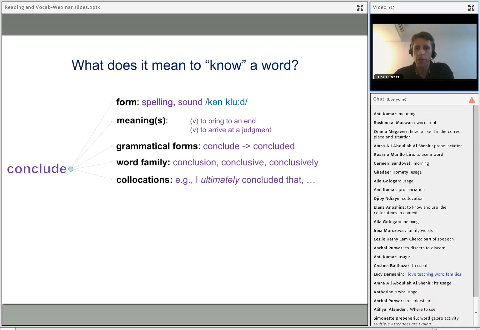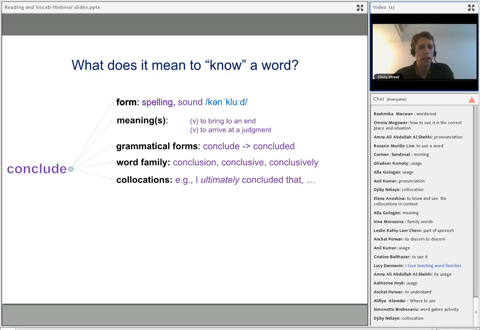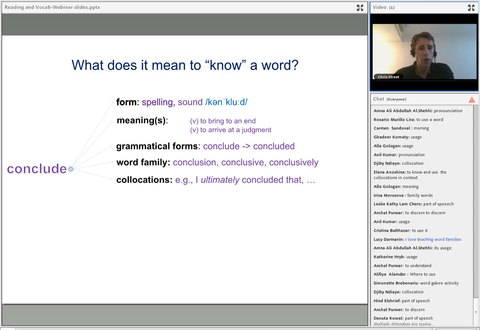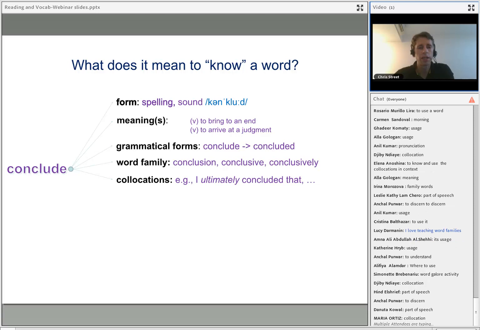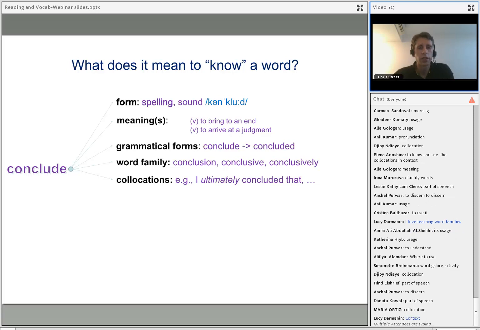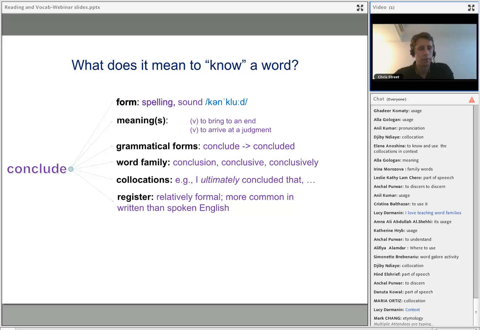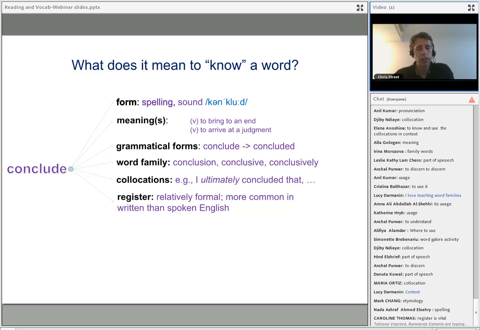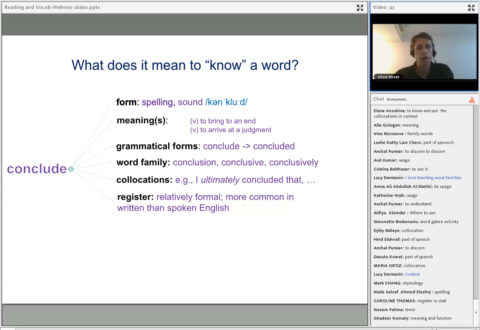Collocations, a few people have mentioned collocations. I can see that in the chat. Collocations, if you don't know, are words that naturally group together in English. So the adverb ultimately is one that collocates with the word conclude. Register is important. It's important to know whether a word is formal or informal so that you can use it in the right situations.